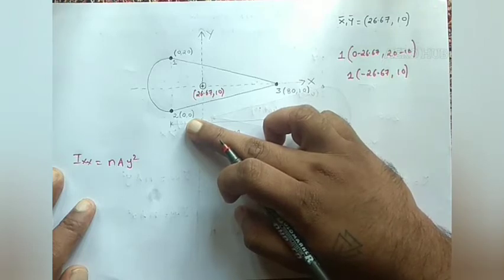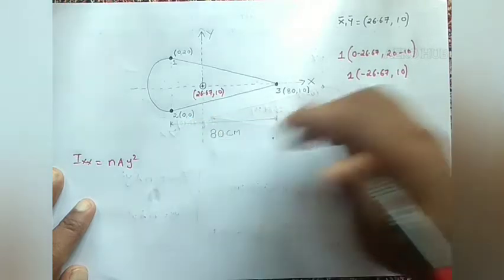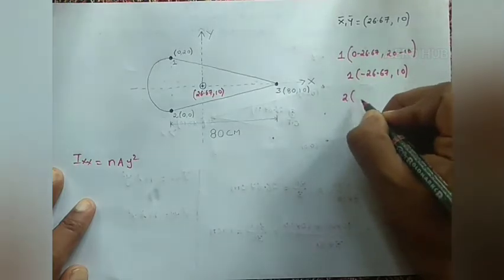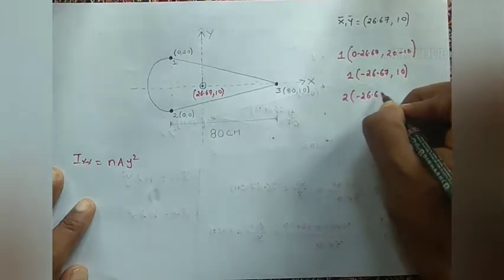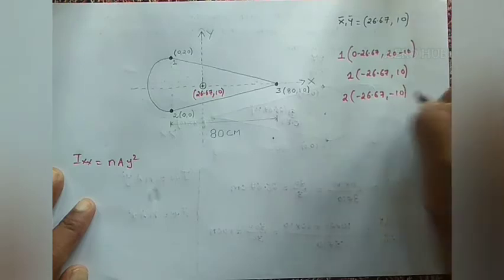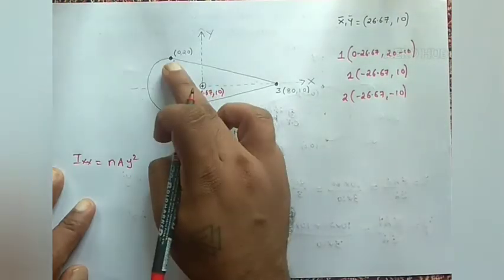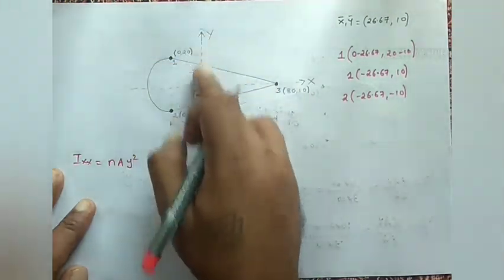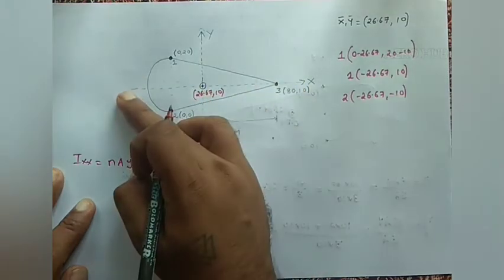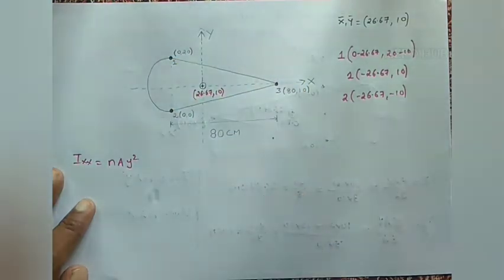Similarly, for point 2, the coordinate with respect to the reference axis, which we used to find the centroid, was the origin point, that is 0, 0. So the coordinate for point 2 will be minus 26.67, minus 10. You can see for point 1 it is on the positive side, and here it is the negative side. So this validates the proof.